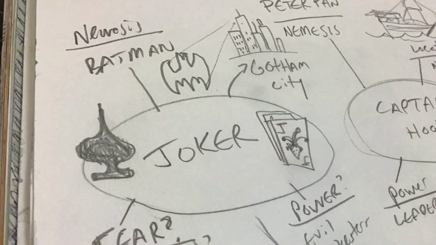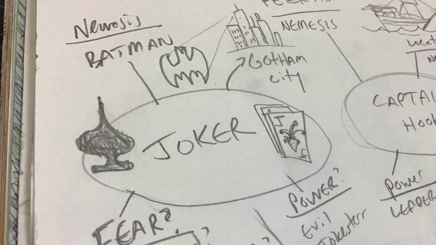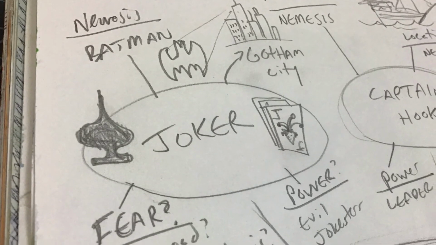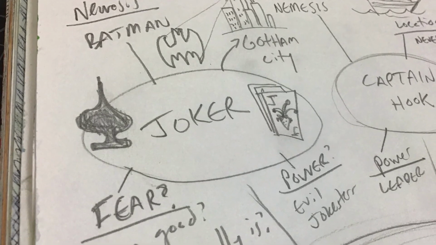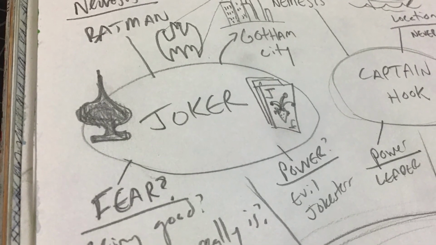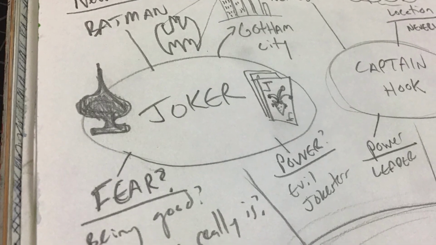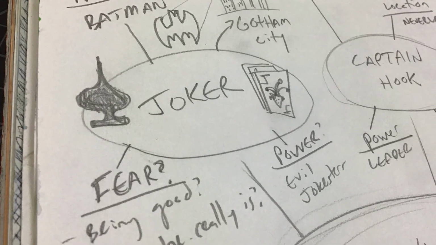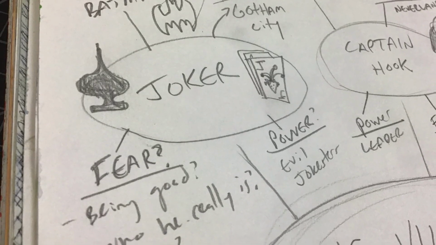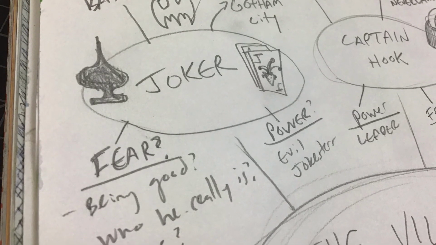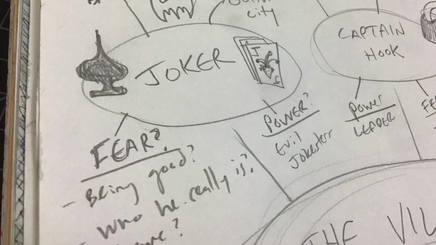All right, I also completed one for the Joker. Nemesis being Batman, location is Gotham City, the power, you know, some type of evil prankster. And then his fear was a little bit trickier, but, you know, depending on the Joker movies you've seen, he has this fear of being kind of who he really is, being good on the inside. And, you know, he's afraid of the Batman.